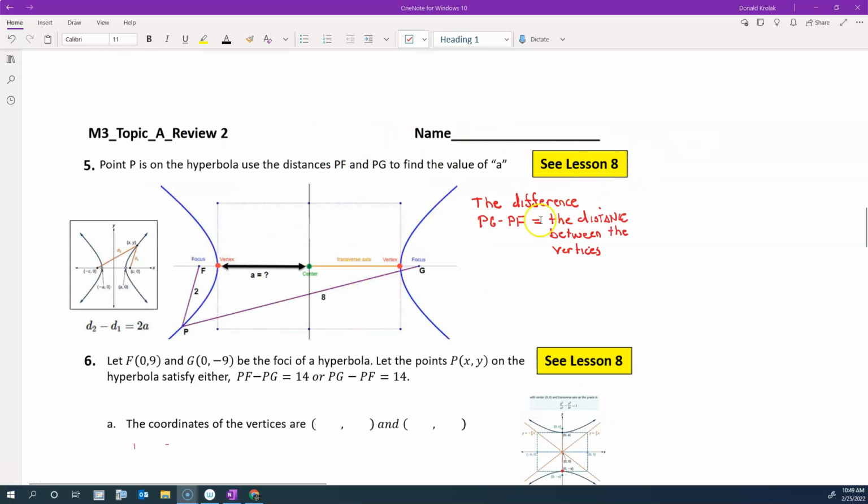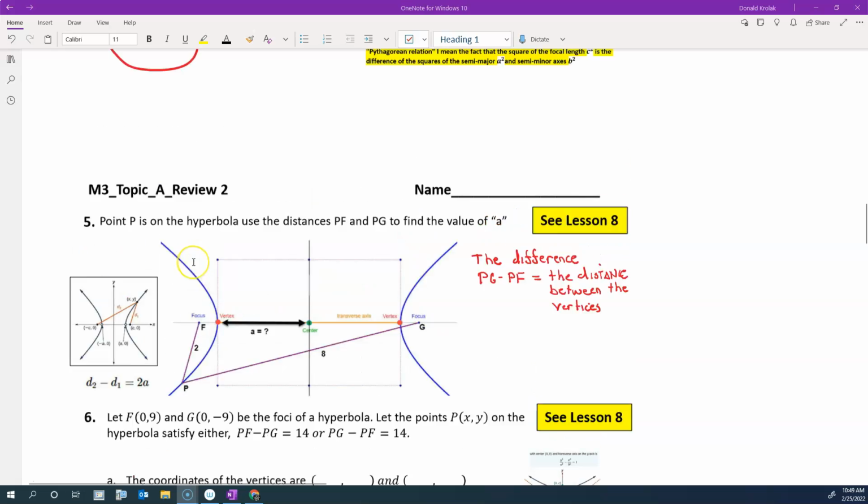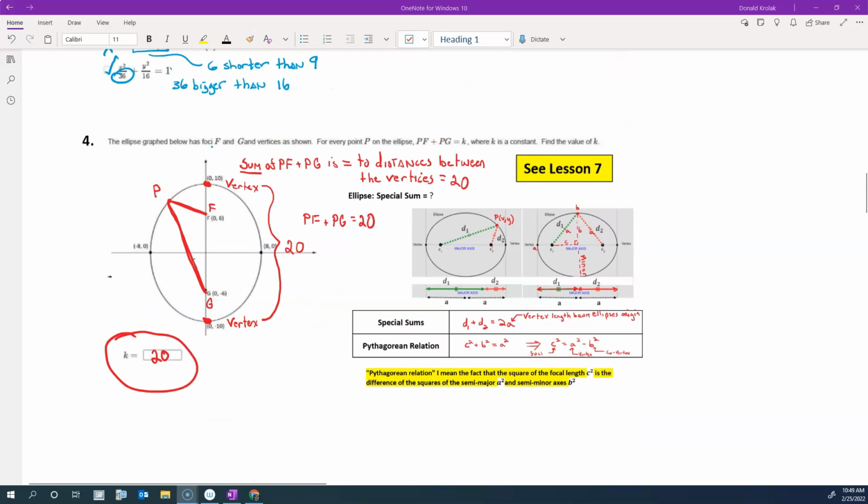Okay, so this next one has to do with the big property in a hyperbola. Just to contrast, there's the hyperbola and there's the ellipse.